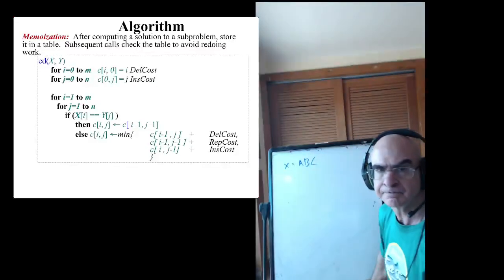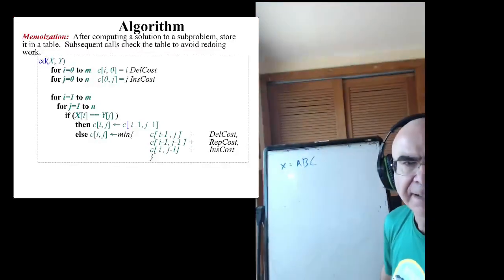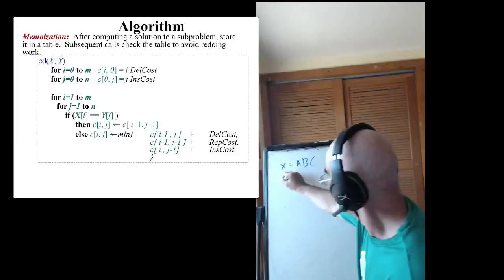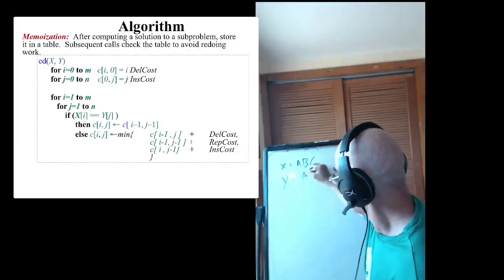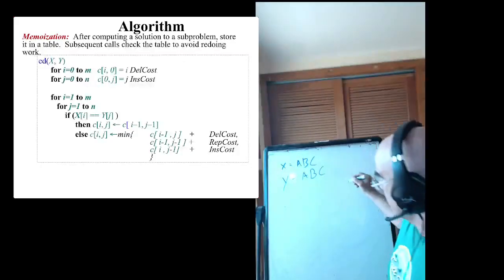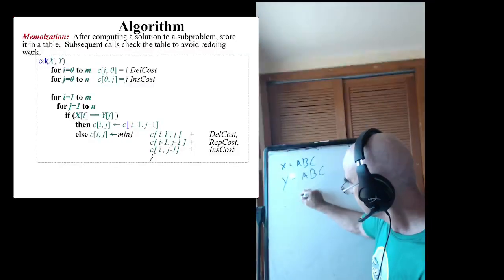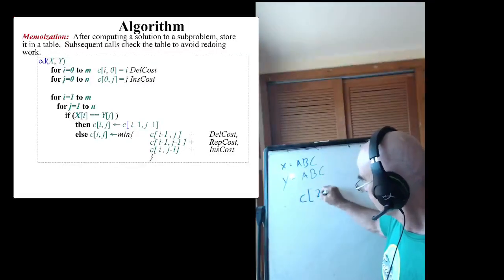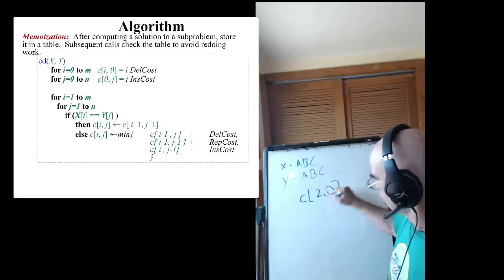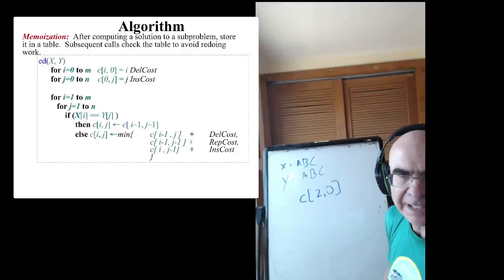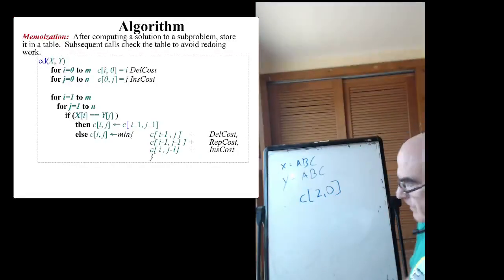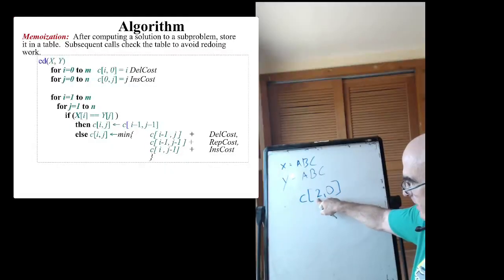Let's take x equal ABC, y equals ABC, the same for the file as well. But I'm asking, what is the cost C of 2, 0? What is C of 2, 0? Let's understand what it's an abbreviation of, a shortening of what?